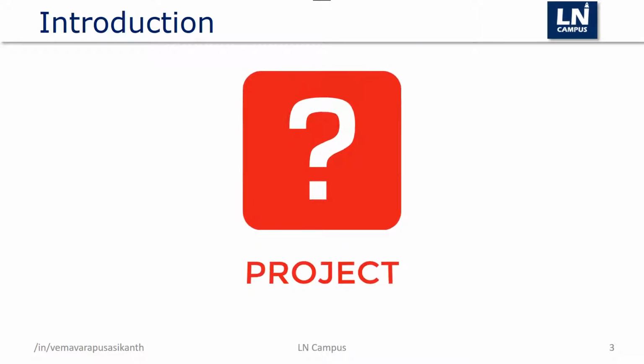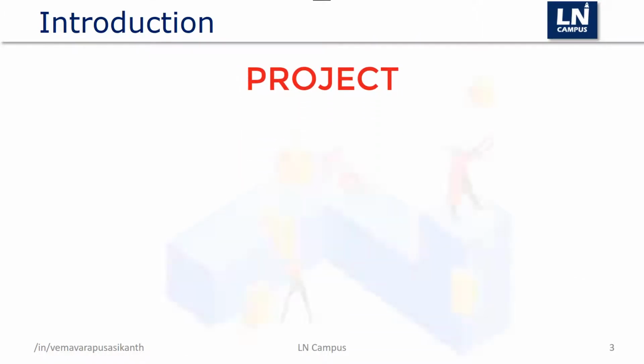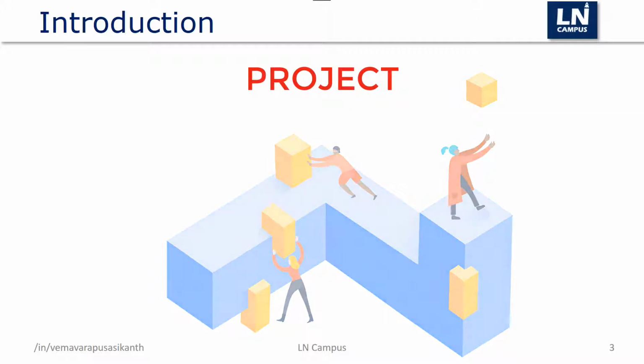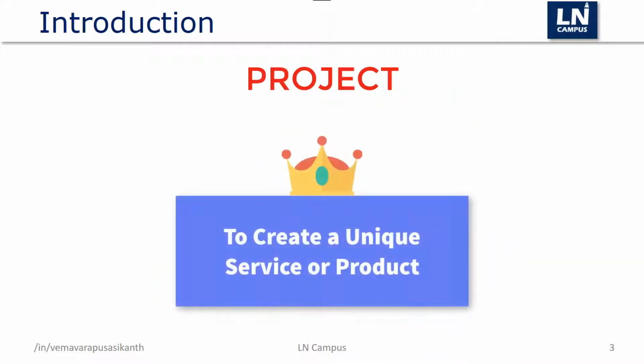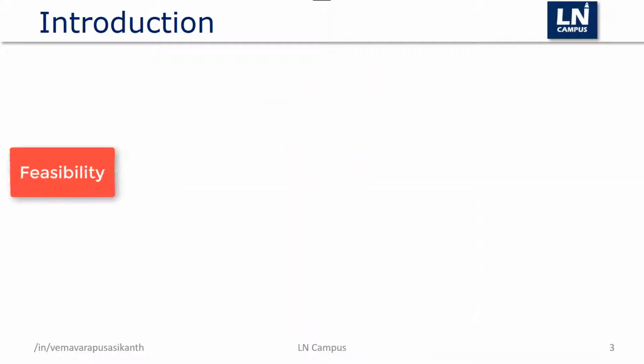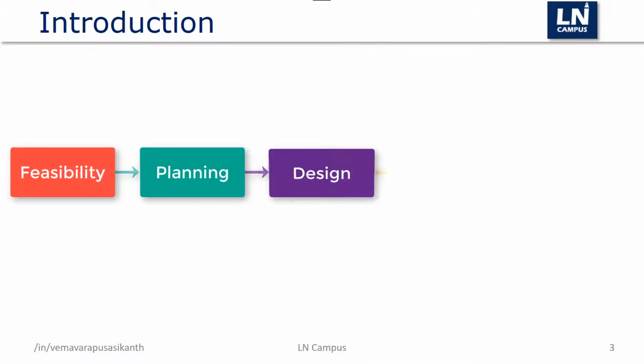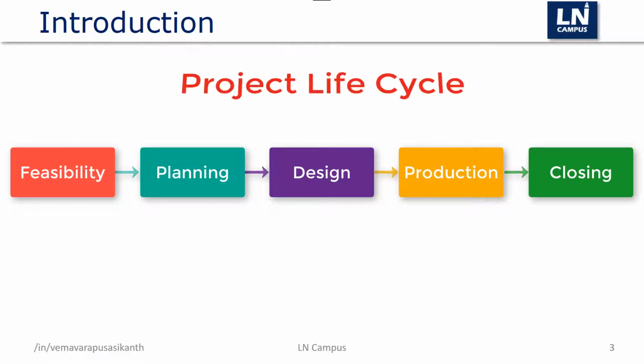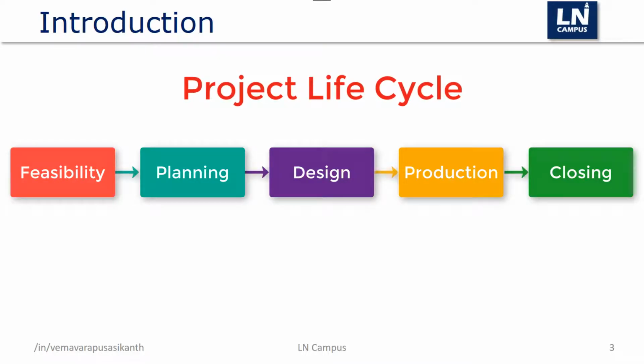So, what is a project? A project is a planned set of interrelated tasks to be executed over a fixed period and within certain cost and other limitations. We execute the project to create a unique product or a service. Any project goes through a series of phases. This can vary depending on the industry, business line, and product that you are developing. This is called project life cycle.